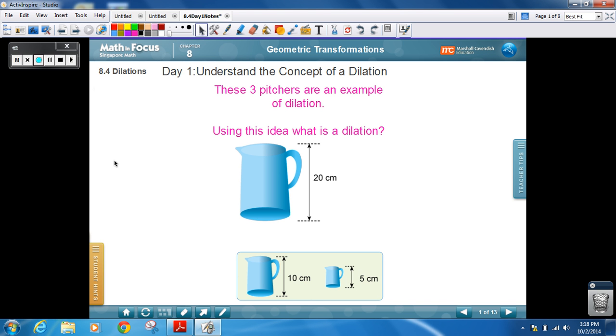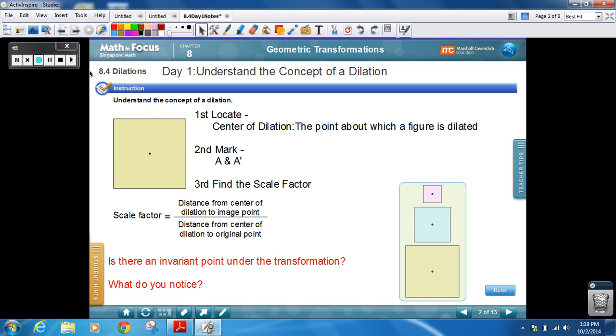If you use this idea of dilation, a dilation is simply either making an item smaller or making the original larger. So a dilation is either an enlargement or a reduction of an image. If we look at this first example, we have a square, and that's the original, and this is going to be our image, the blue one. So the original was the outside one.